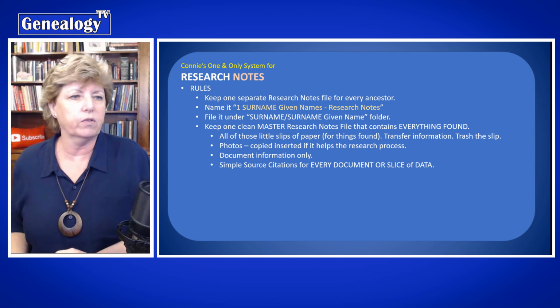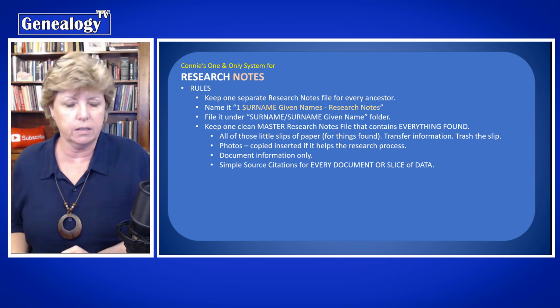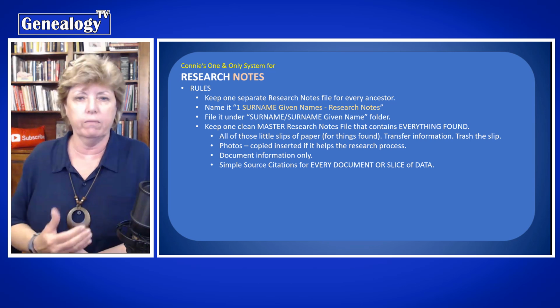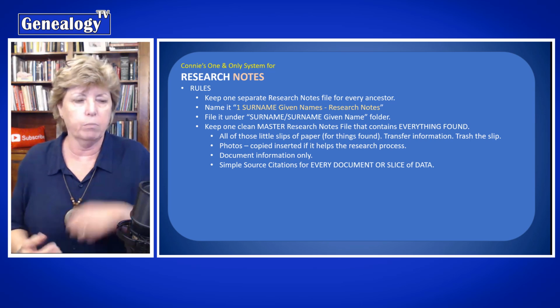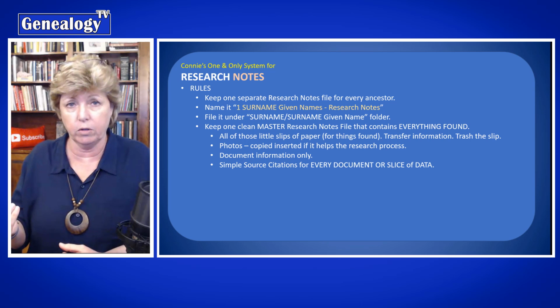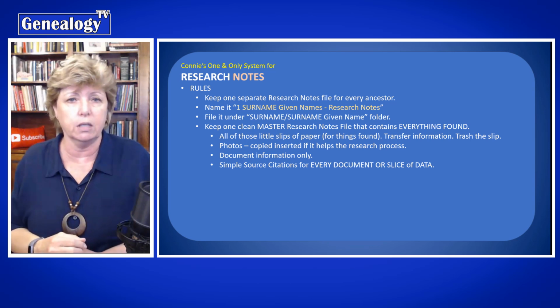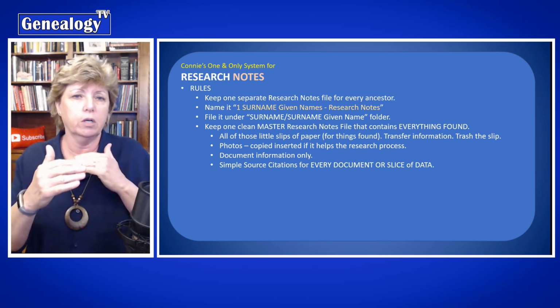Simple source citations for every document or slice of data. Now, what I mean by a slice of data is this. If you have birth information on somebody and the birth date came from one location and the birthplace came from a different location, that's 2 slices of the pie. That is 2 pieces of data. And so you need to source each one.